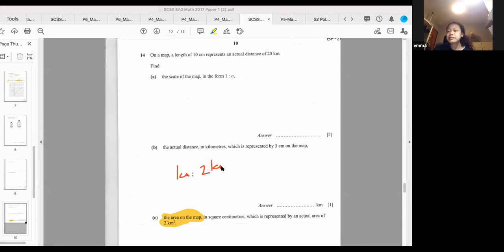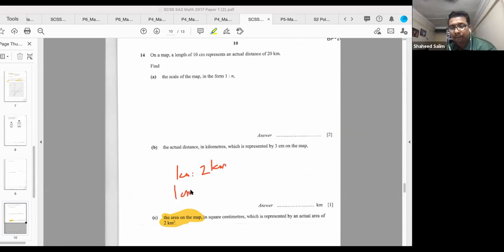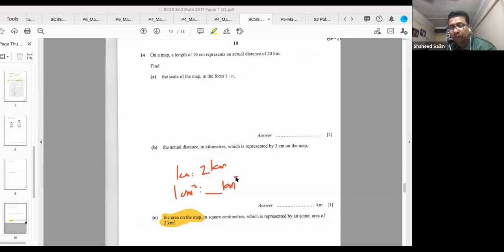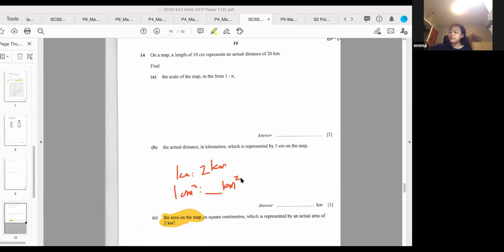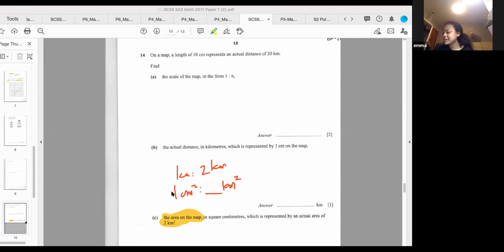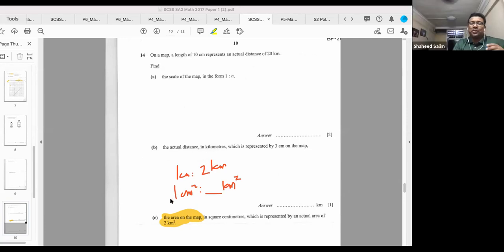So now, 1 square cm is how many square km? Do you know? Remember what I taught you last time? No, man, don't refer to the notes, man. You just square it. I'm using my calculator. Oh, calculator. Sorry. Oh. 4. Yeah, that's it. So now you find out now.